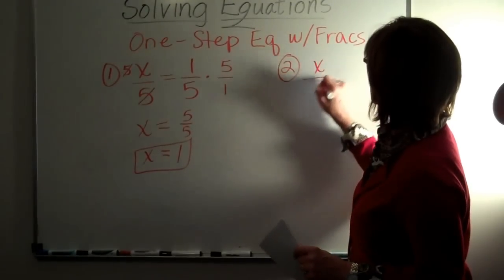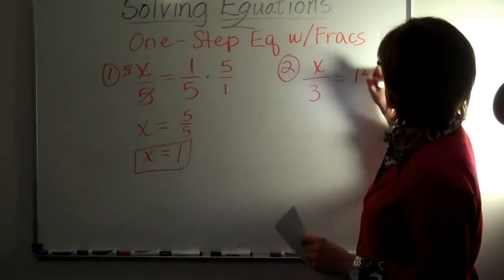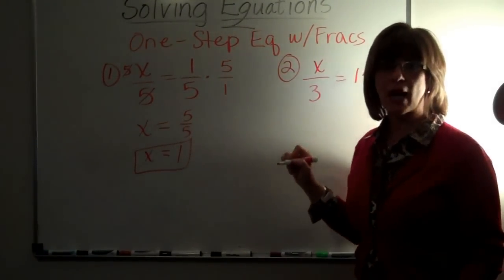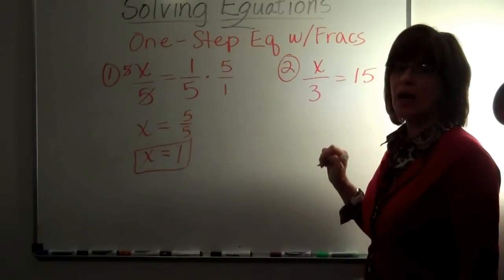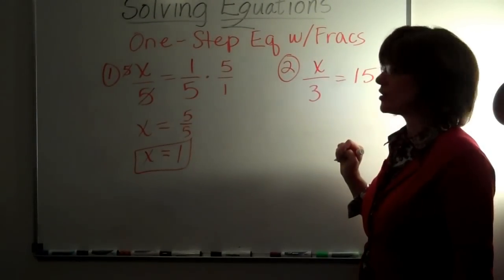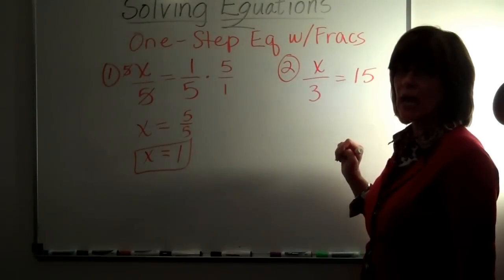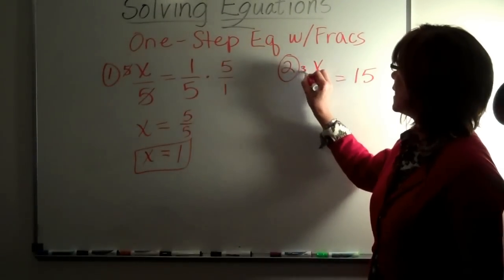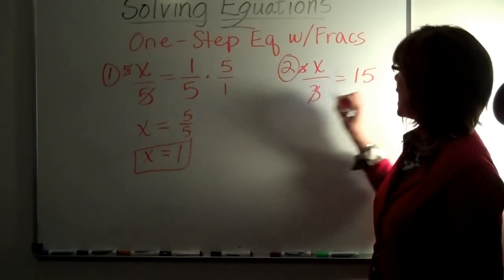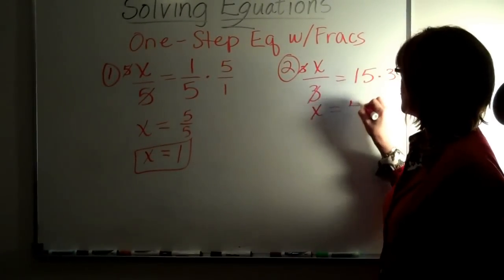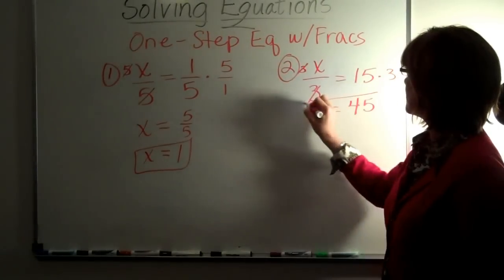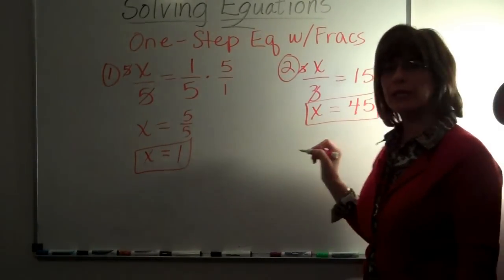Number 2. X over 3 equals 15. This is the same idea as this one. The 3 is on the bottom, attached by division. How do I undo it? I multiply. So I'm multiplying this side by 3 and this side by 3. And I get x equals 45. So you see that these are pretty easy.